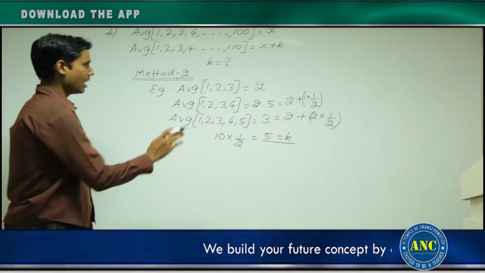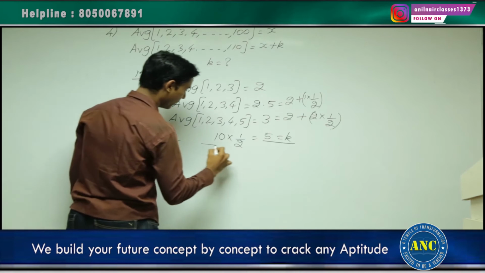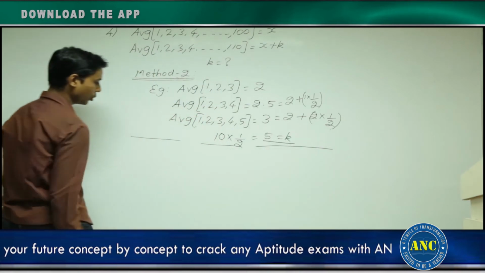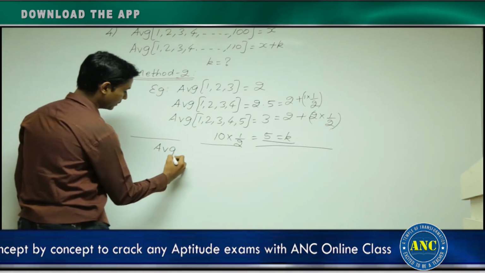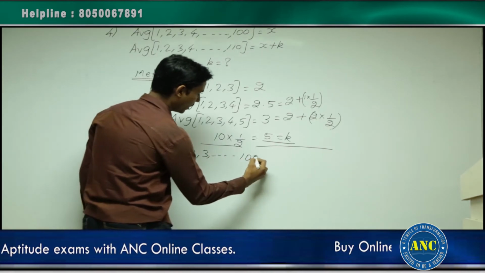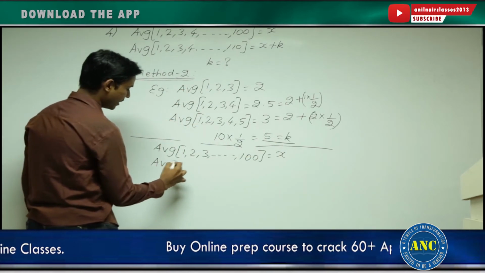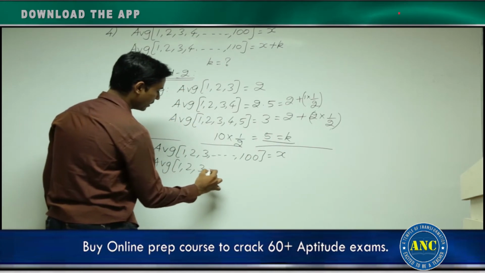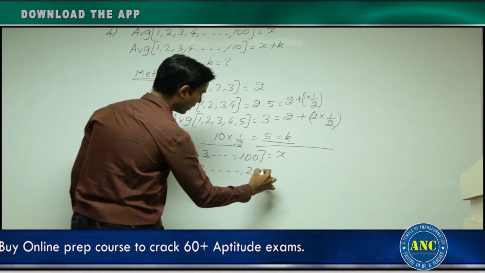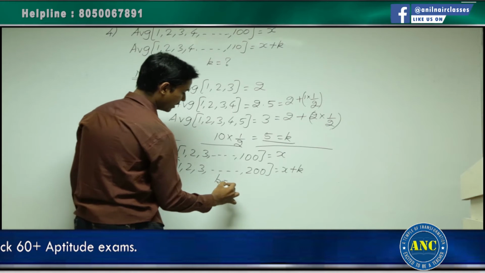Right? I am not interested only in this problem. Just try to tell this answer without using a pen. If you have understood this, you will tell the answer without using a pen. Suppose, for example, the average of 1, 2, 3 till 100 is x, and the average of 1, 2, 3 till 200 is x plus k. You need to find the value of k.